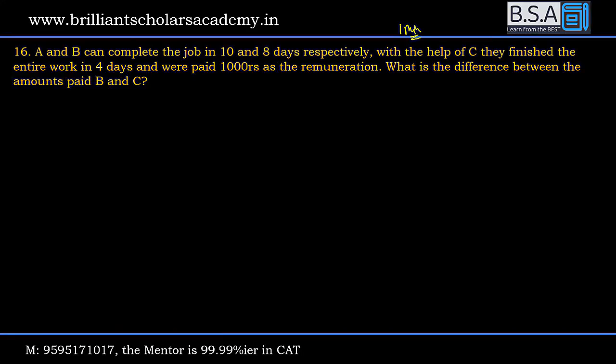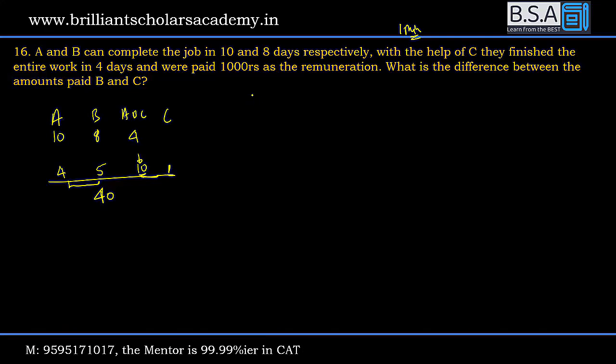So it's a very straightforward question. A can do a work in 10 days. B can do the same work in 8 days. A, B, and C together finish the work in 4 days. What is the LCM? Looks like 40. Speed of A is 4, speed of B is 5, speed of all together is 10. See, A and B have a speed 9. All of them have a speed 10. So C must have a speed 1.